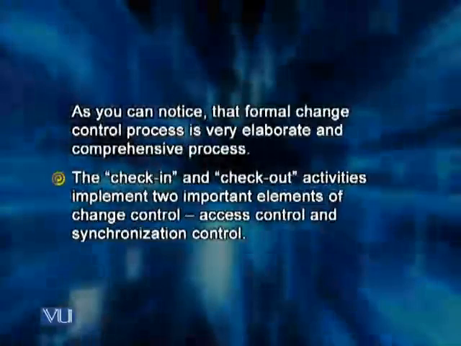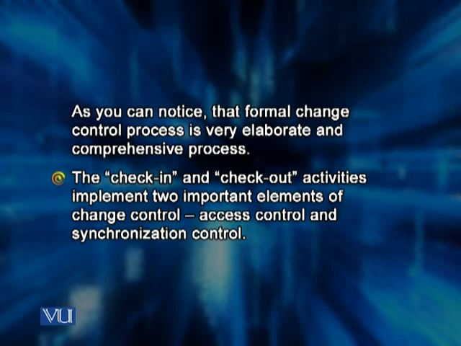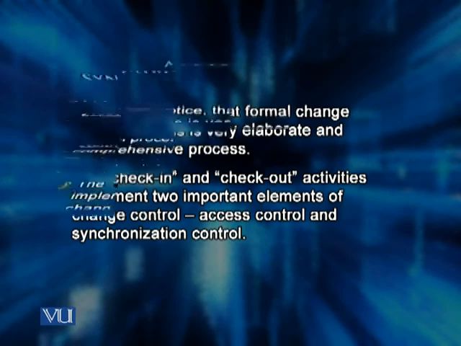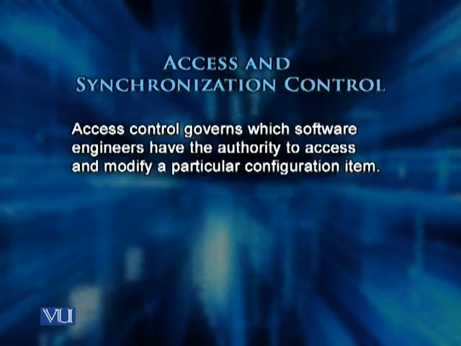step in this process. The check-in and the check-out activities implement two important elements of change control. They are access control and synchronization control. Access control governs which software engineers have the authority to access and modify a particular configuration item. As you know, it is not possible to give access to all software configuration items to every software engineer in the project, especially for large projects.